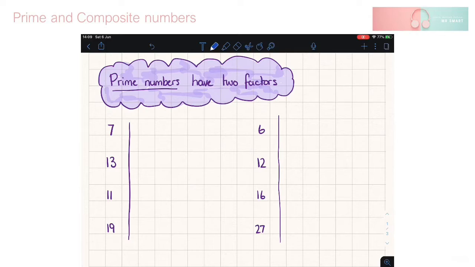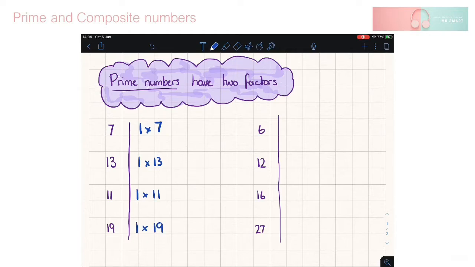In this video, we're going to be looking at prime numbers and composite numbers. So how do we know the difference between a prime and a composite number? Well, a prime number has two factors, and only two factors. So we've got four examples here on the left-hand side. The number 7 can only be divided by 1 and 7. Same with 13, 1 and 13, 11, 1 and 11, 19, 1 and 19.